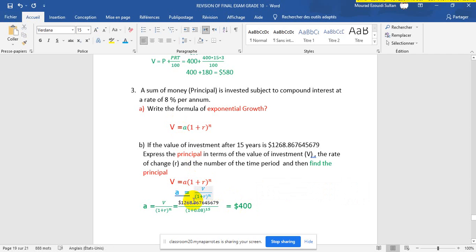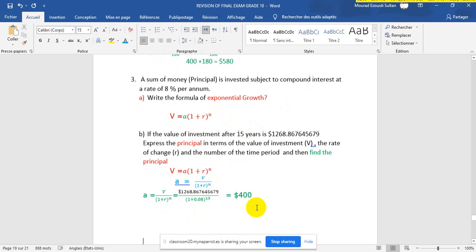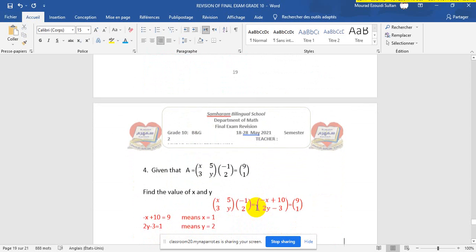Okay, means you will put this number, instead of writing V, put V equal this. Then the rate is 0.08. And here is how many years? 15 years. Okay, and use a calculator, you'll find the answer. So the last question.